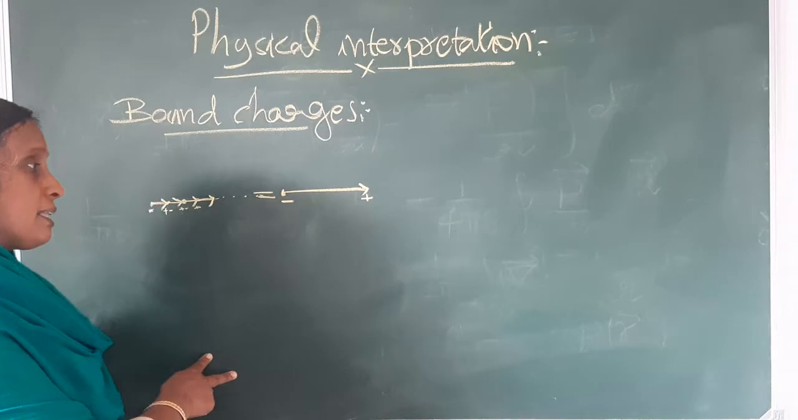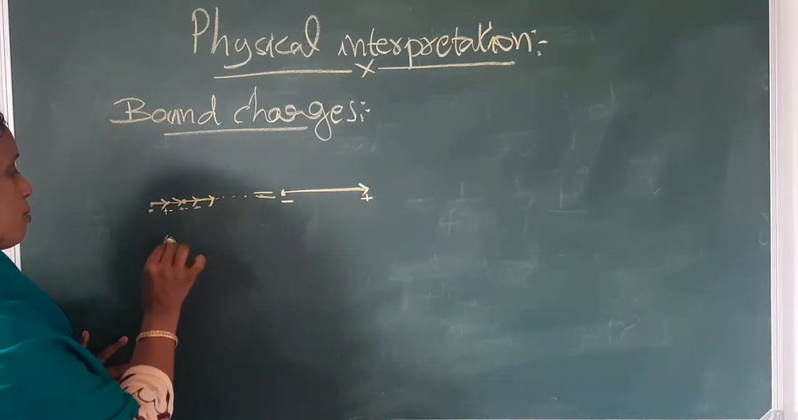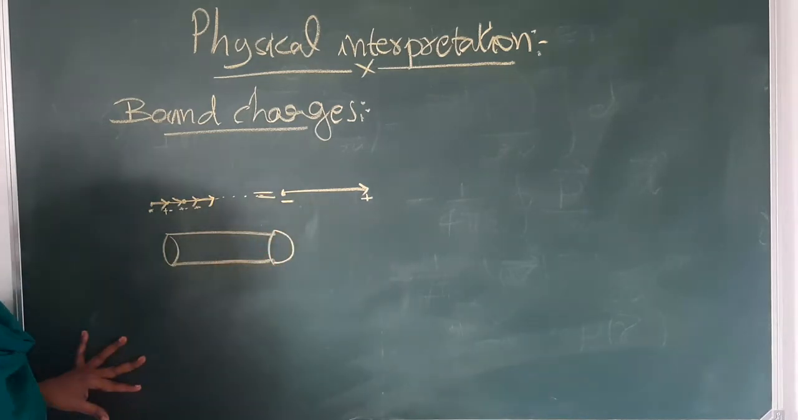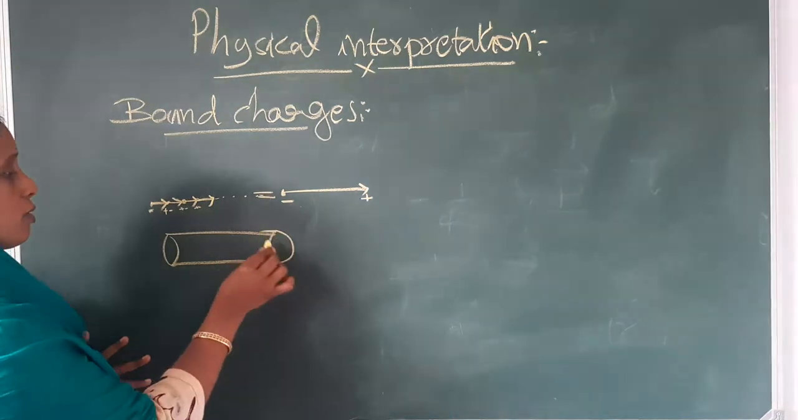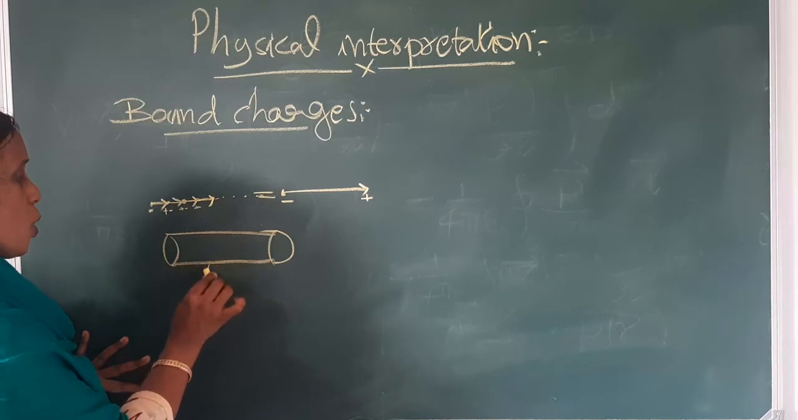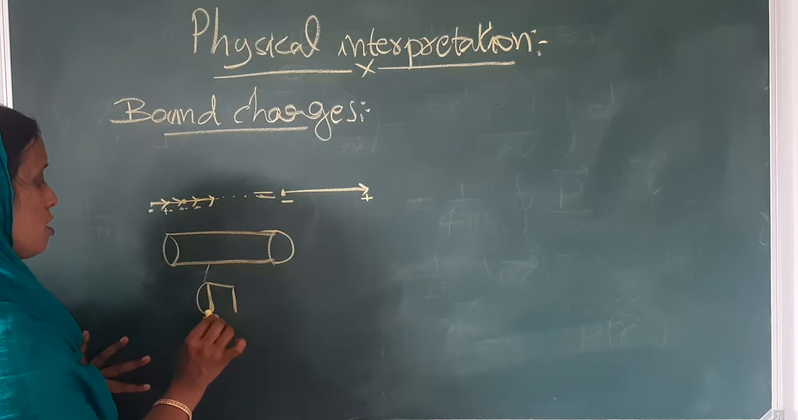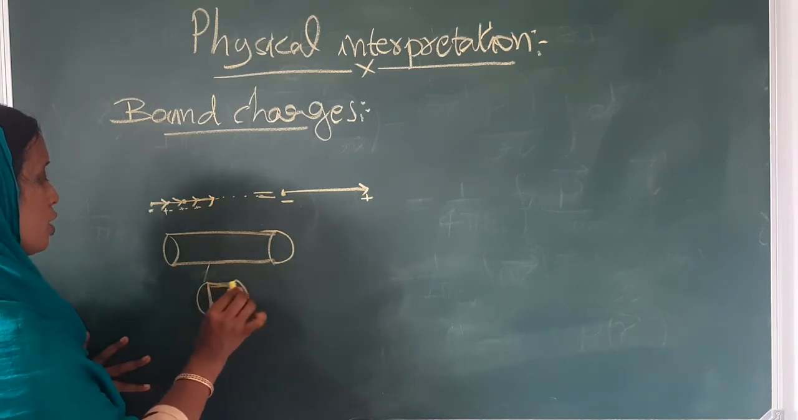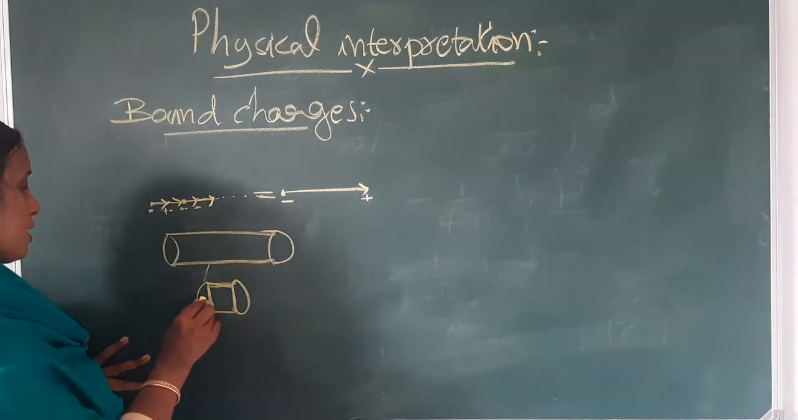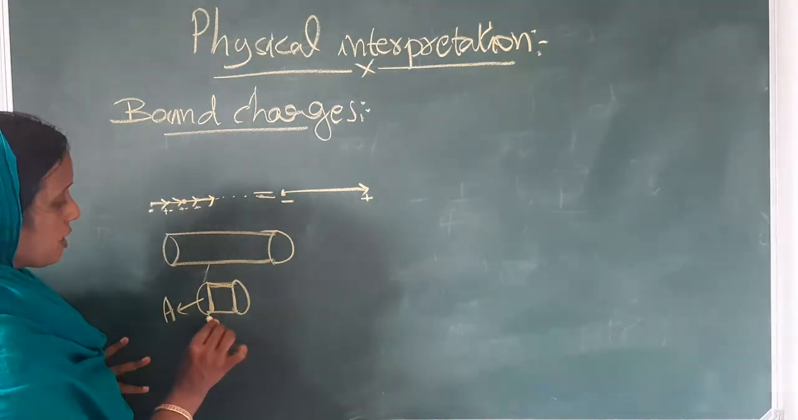Now we can think about another example. Consider a polarized dielectric in the form of a tube like this. Now, suppose we cut a small section of this tube. This is a small section of the tube. The area of the cross section is capital A, and suppose this is the distance d.